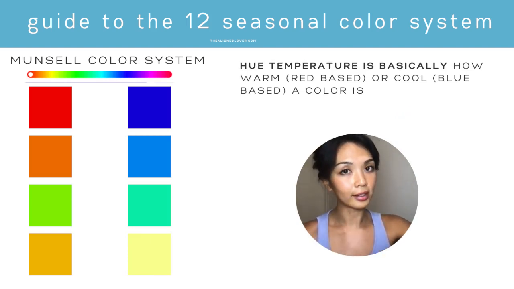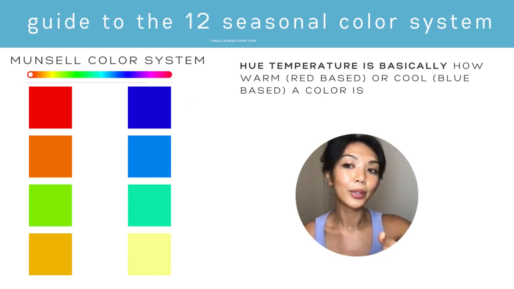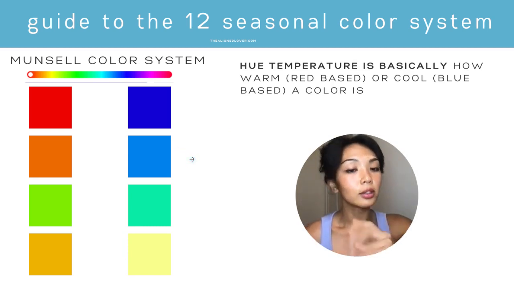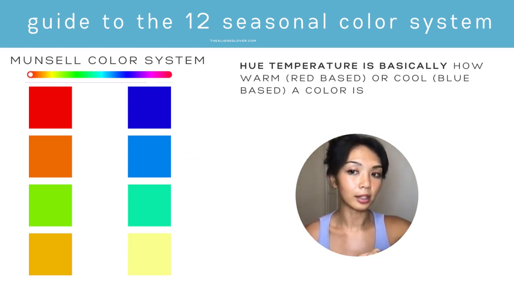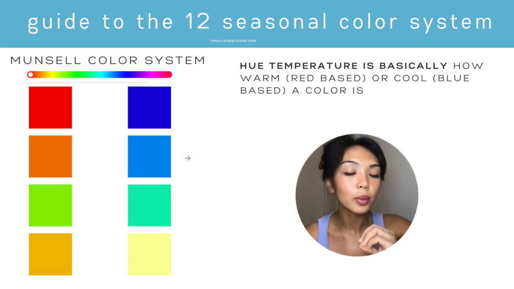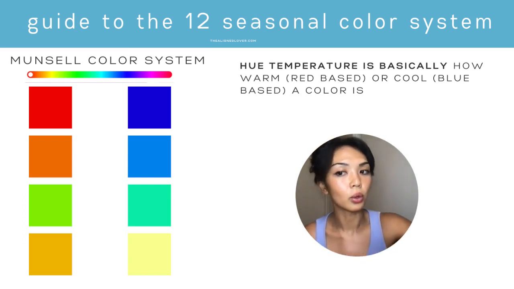Again, it's all relative. So here at the top, we have pure red and pure blue. Obviously, red is warm, blue is cool. Now we move closer towards the middle on the rainbow scale. We have orange, which is obviously very red-based, and we have this blue, which has a little bit more of a turquoise to it. Still cool.